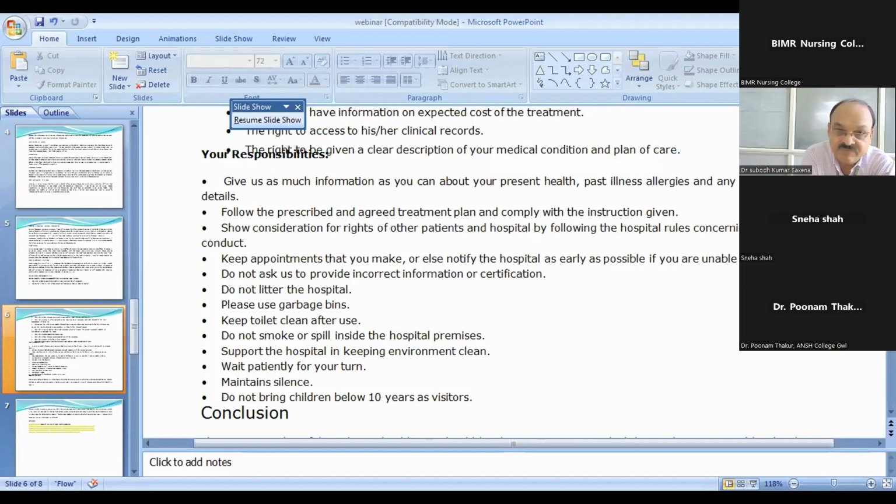Keep the toilet clean after use. Do not smoke or spit inside the hospital premises. Support the hospital in keeping the environment clean.